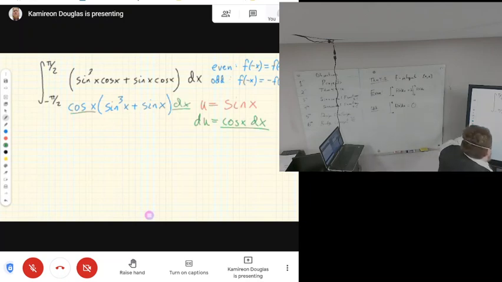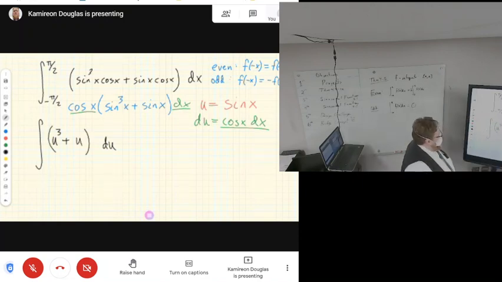Now if I did that, the cosine x and the dx would disappear, leaving just du. Everywhere there's a sine, I replace with a u, so instead of sine cubed, I'd have u cubed. Instead of sine, I'd have u. This is much easier to integrate.